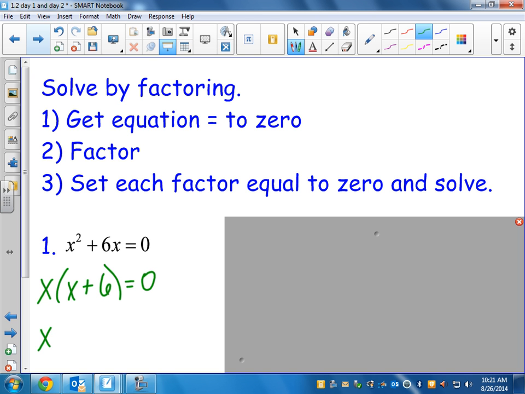There's an x in front of there. So I'm going to set x equal to 0. Oh my gosh, I don't even have to solve it. And then I'm going to set x plus 6 equal to 0. And if you can go ahead and tell me that's x equals negative 6, you don't have to write that down. But you get 2 answers. Yes? We love that.